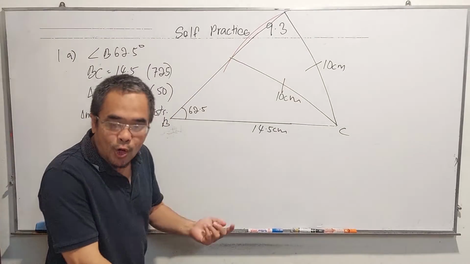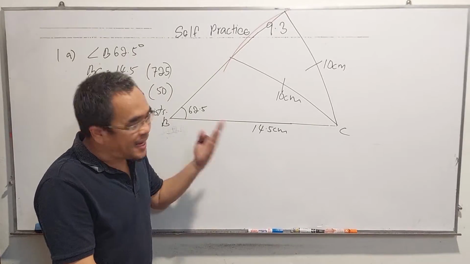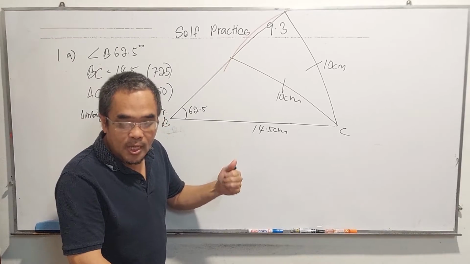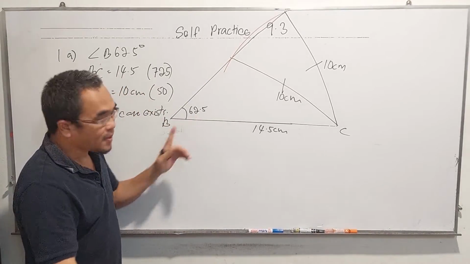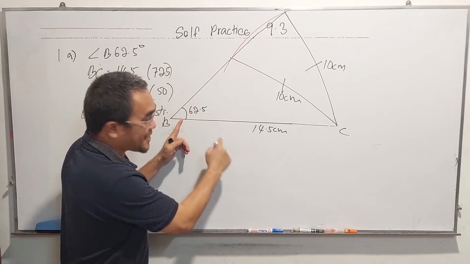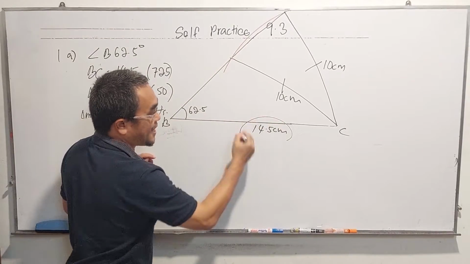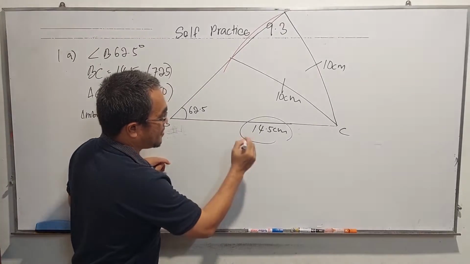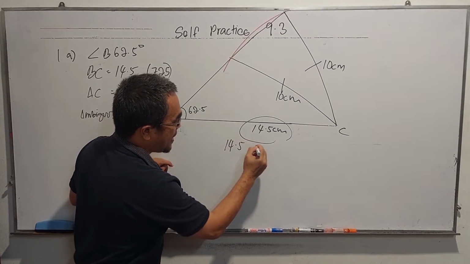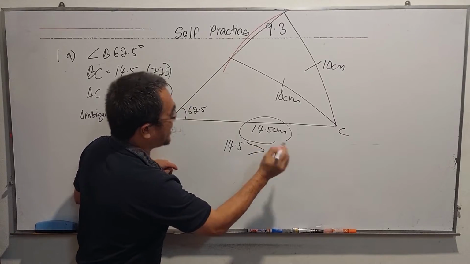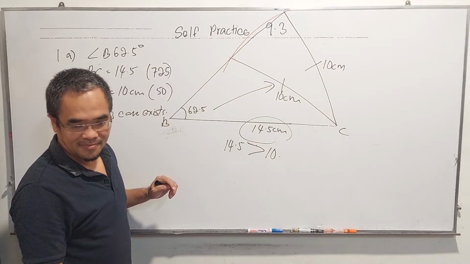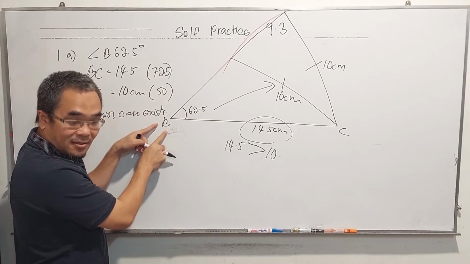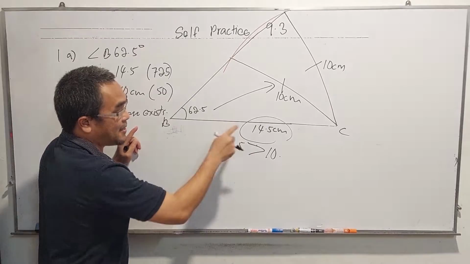But in short, how do we know that the ambiguous case exists if we do not draw? Just look at the angle and the side beside the angle. This is the side beside the angle. This is longer, is larger than 10, the one in front of it. Angle and the side. So you have to understand where is the angle B, and then the side B.